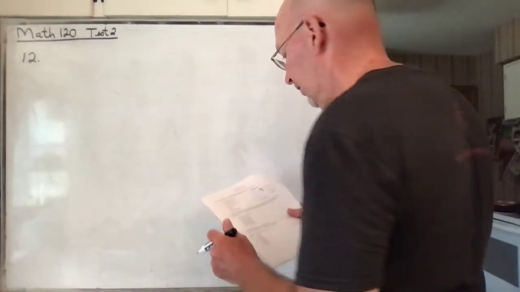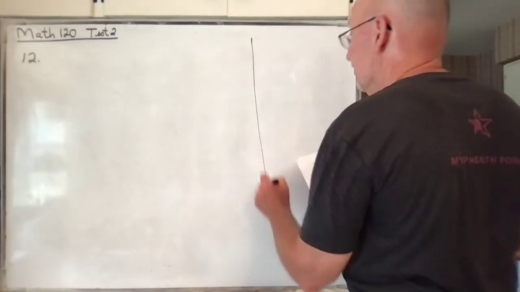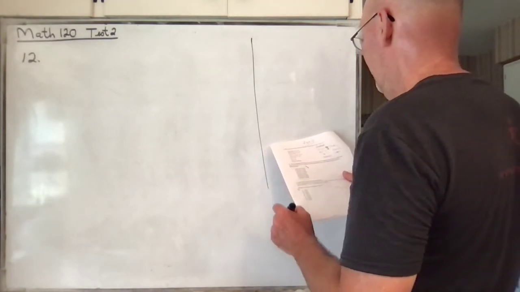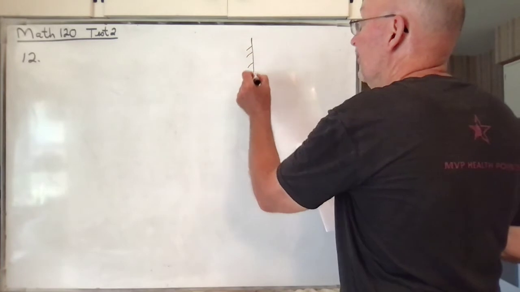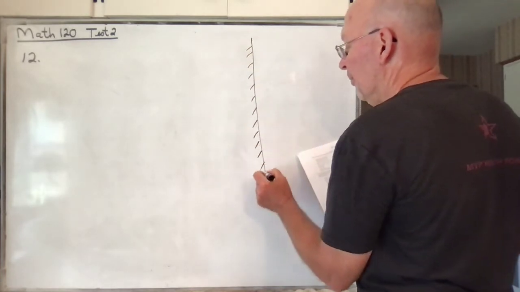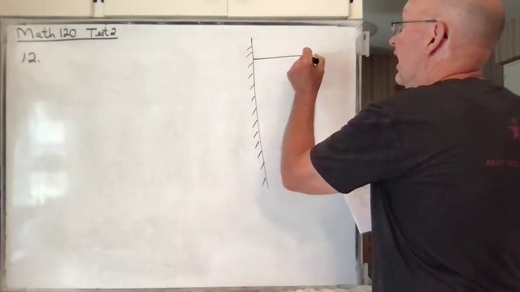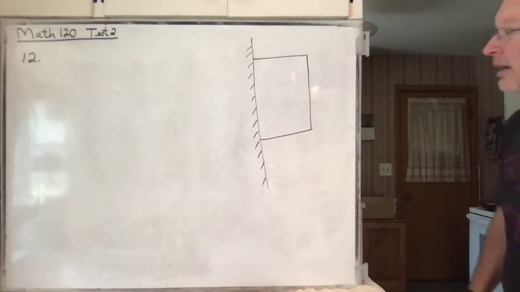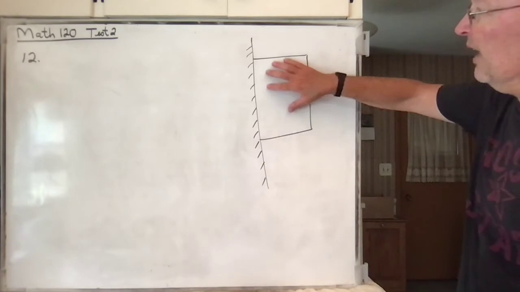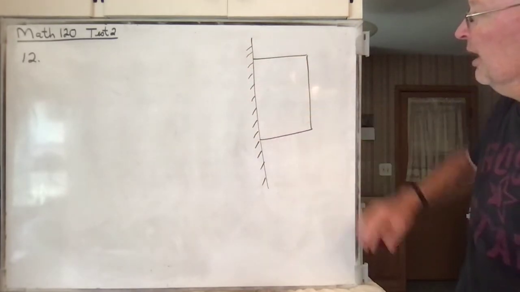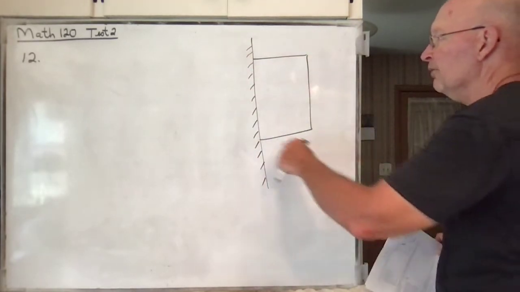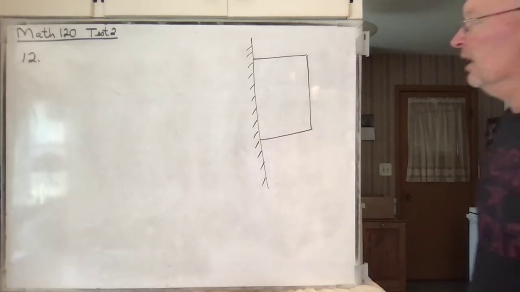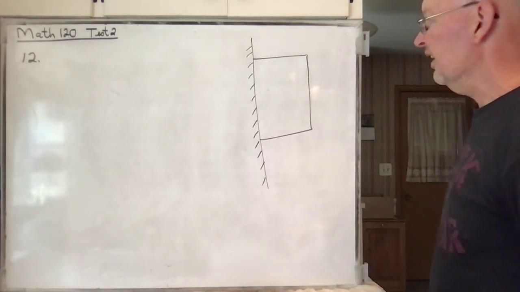A farmer has 60 feet of fence to construct 3 sides of a rectangular region where one side is the barn. So let's say that this is the barn right here, and the farmer needs to make a rectangular pasture area there against the barn, and the total amount of fence that he has to work with is 60 feet. So this is a nice applied problem.